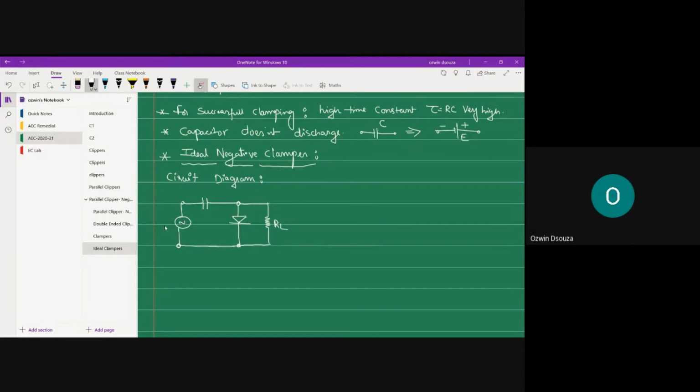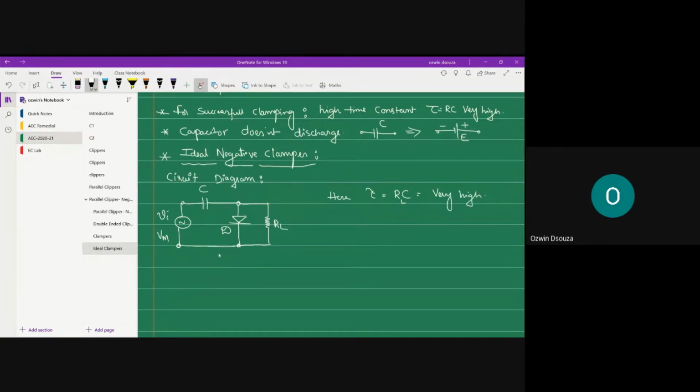Let's say we have connected the combination to a sinusoidal alternating source with a maximum value of Vm volts. So this is your C and this is your RL and this is your diode D, which is ideal in nature. So here you can write the time constant tau. It is load resistance RL into C.